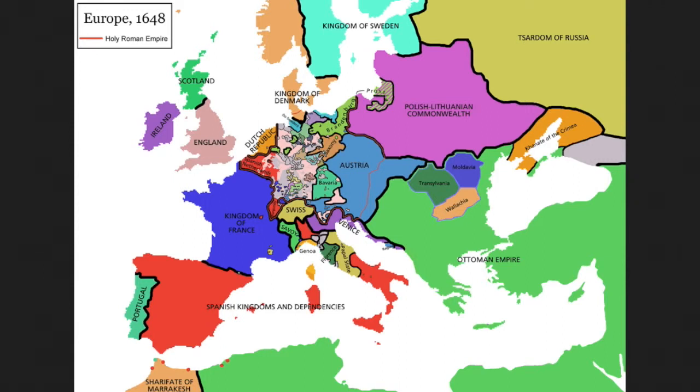We are looking at a map of Europe in 1648. This is the year that the Treaty of Westphalia was signed, and this treaty tried to guarantee the kind of safety, the security, the peace between the Dutch Republic and the Spanish Netherlands.